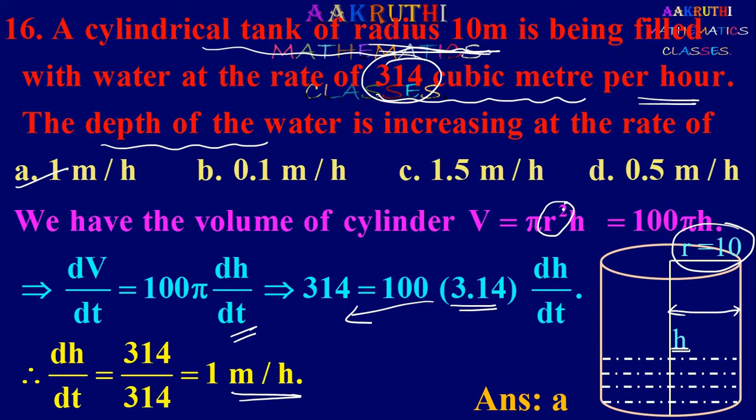Important: in a cylinder, the radius remains the same. So therefore we can directly substitute r equal to 10 here. So we get V equal to 100 pi into h. And we get dh by dt equal to 1 meter per hour, which is option A.